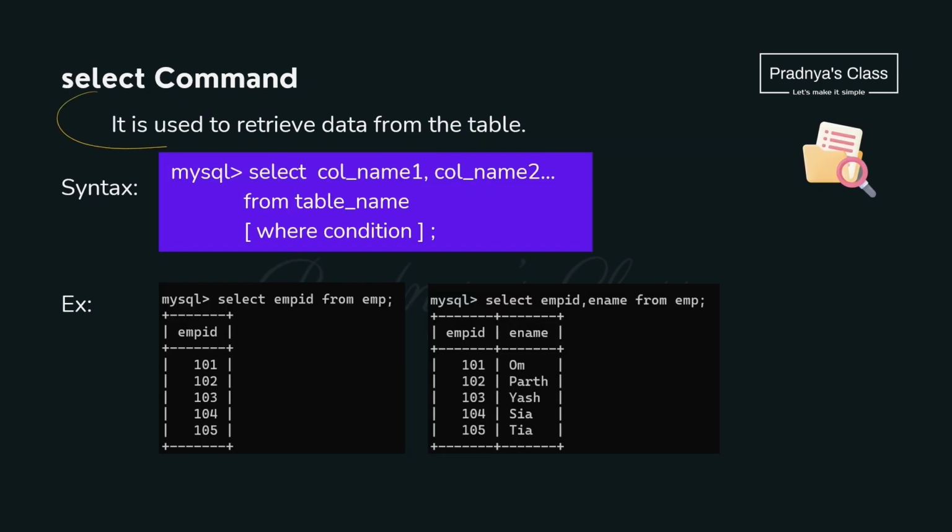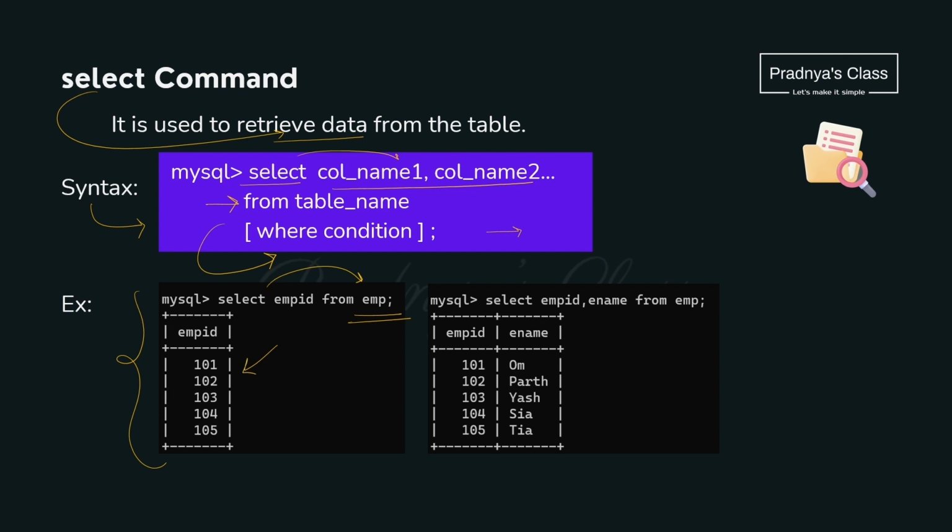Alright, then we know the select command is used to retrieve data. Here is the syntax. The keyword select followed by the list of the columns which we need to display. Then we will be writing from table name. If you have a condition, you will be mentioning it here. It's an optional part. With the use of the where clause, we will be displaying the records based on the condition. Look at the simple example. Select EMP ID from employee.